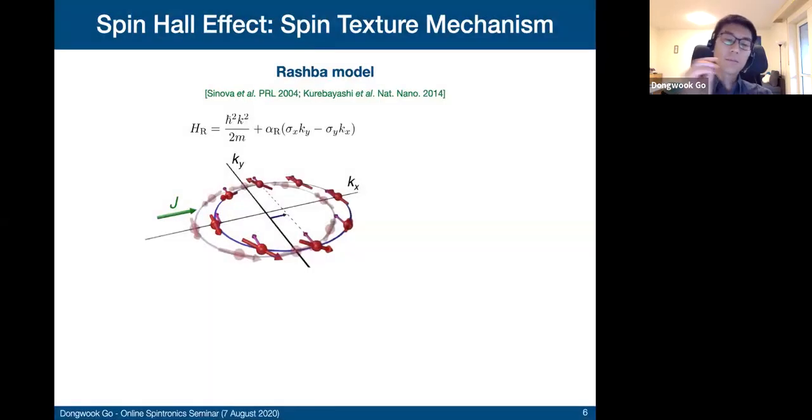It started from when I first started my PhD. At that time, I wanted to understand the mechanism of the spin Hall effect. So I looked up some papers as a starting PhD student. And I found this very famous paper by Hirashima in 2004. And this very simple model called the Rashba model, which also has this spin texture in k-space, predicts the intrinsic spin Hall effect.